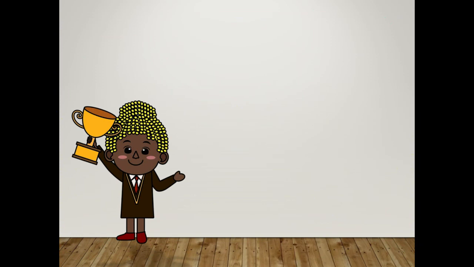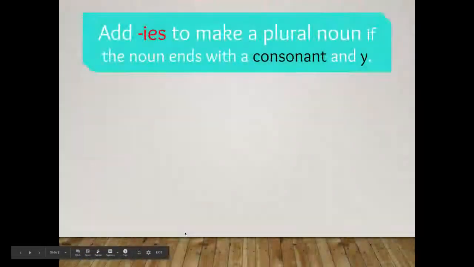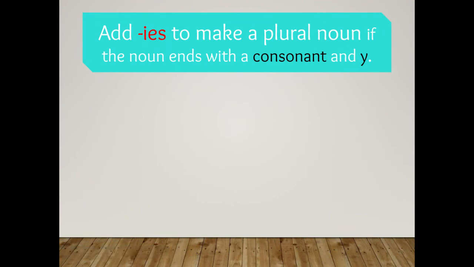Still, if you want to get the gold trophy, you need to know one more thing. Sometimes you need to add IES, not just ES, IES. So when do I add IES? Well, I'm going to tell you. You're going to add IES to make a plural noun if the noun ends with a consonant and a Y.